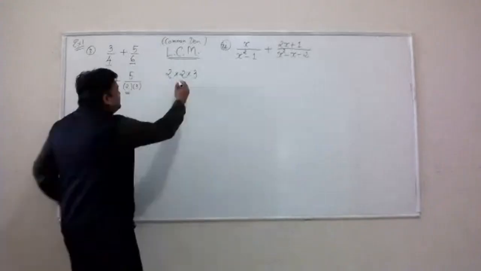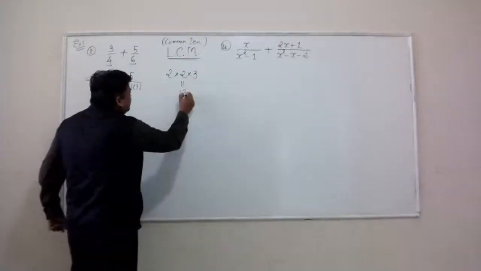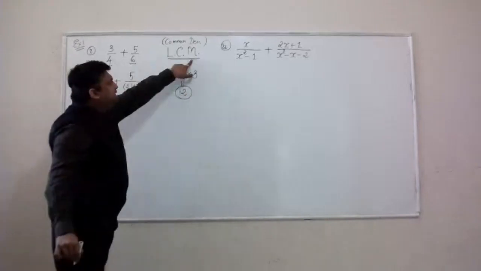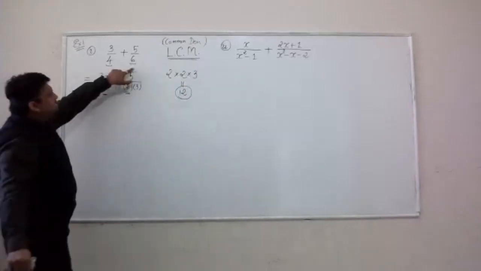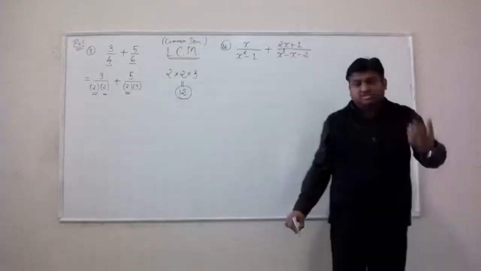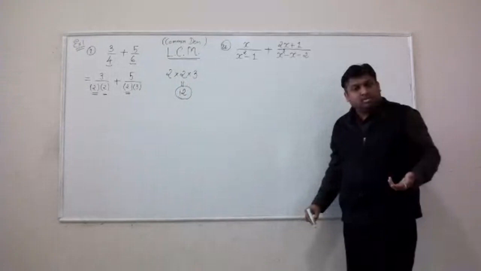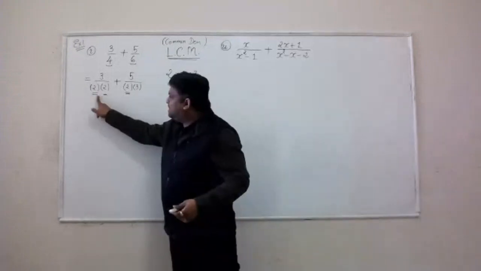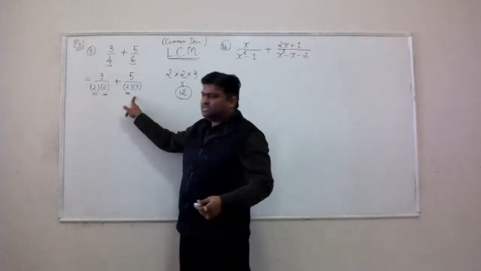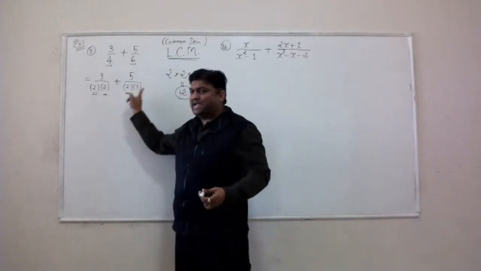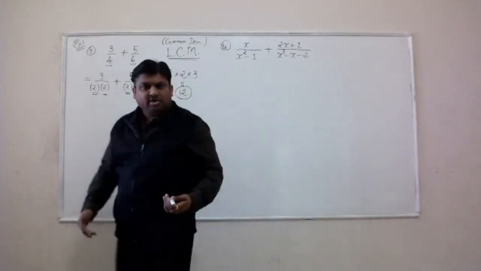All right, and we know that this really equals 12. So 12 is the least common multiple of these two numbers. So 4 and 6 have least common multiple 12. So my goal is very clear: make 12 visible under this term and under this term. I want 12 in the denominator of the first term, 12 in the denominator of the second term.